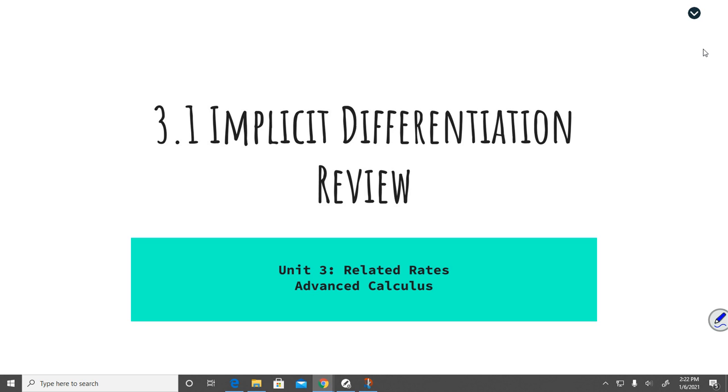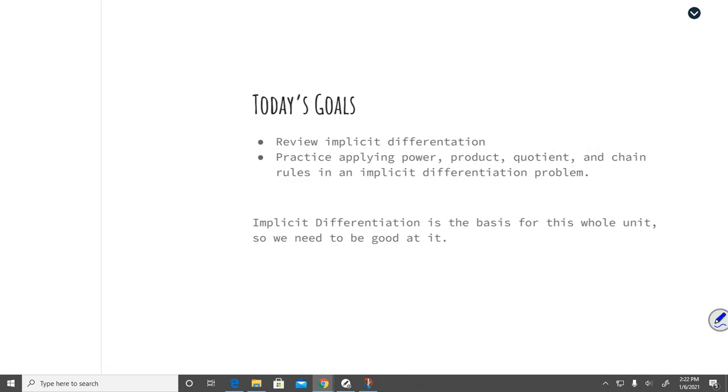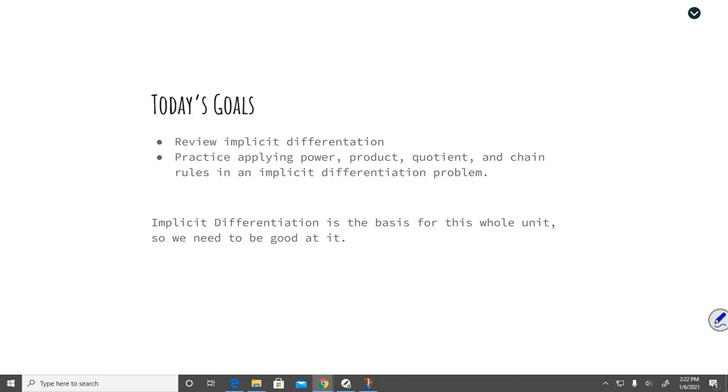Today we're going to do a review of the implicit differentiation that you were working on before break. This way you can have stronger skills in implicit differentiation. You can remember how to do implicit differentiation because we are going to need it this chapter. So let's get started.